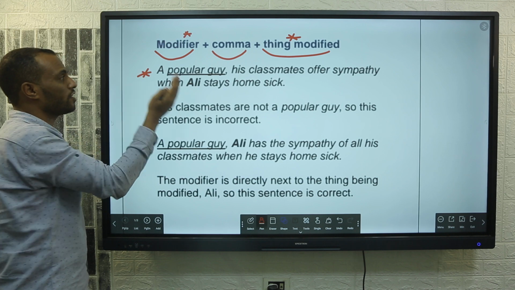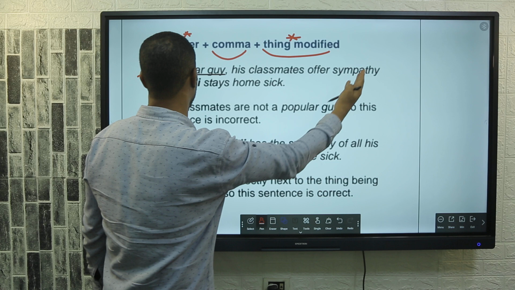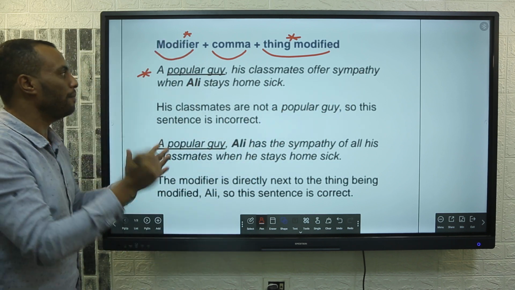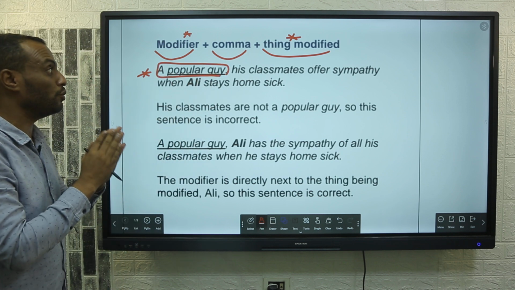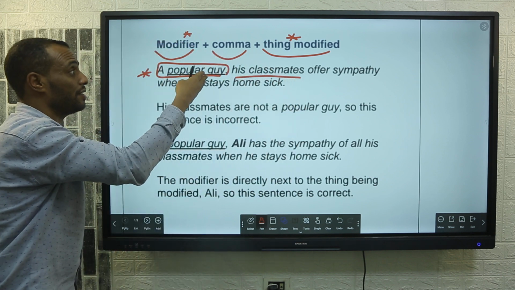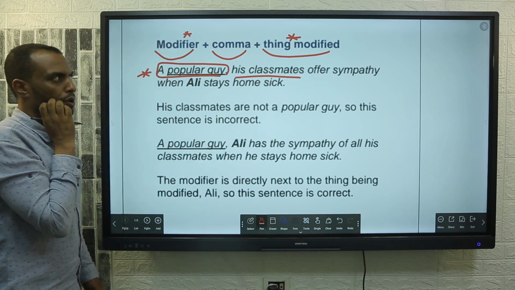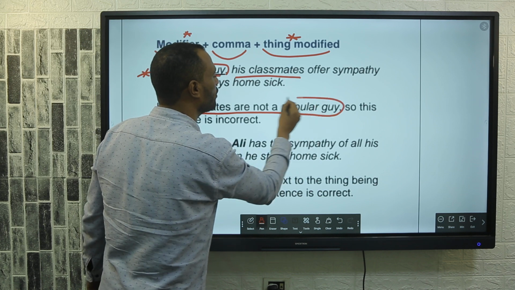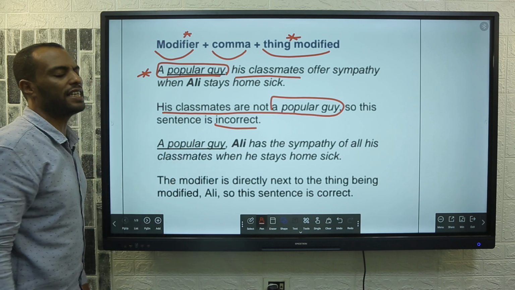So let's read this example together. A popular guy, his classmates offer sympathy when Ali stays homesick. But here I have to think, mister, you told me that this one is the modifier. And then ask yourself a question: is his classmates the thing modified? No, I think no. His classmates are not the popular guy. So this means this one is incorrect.